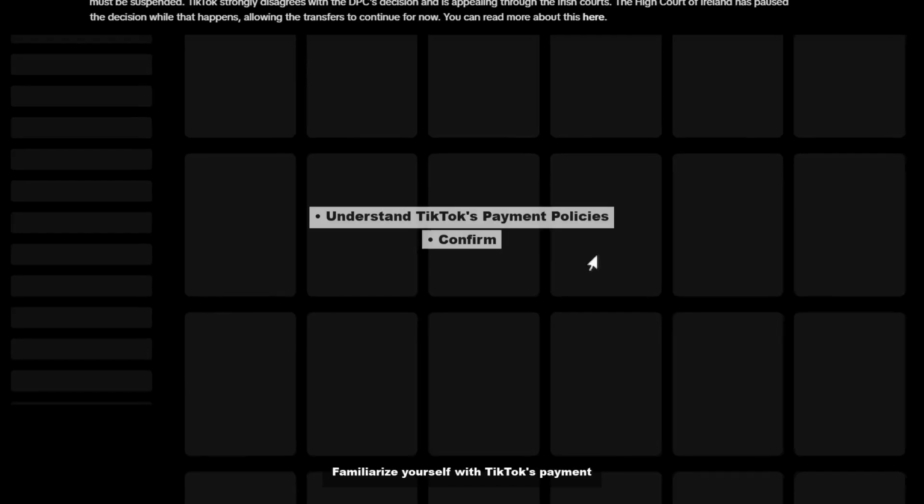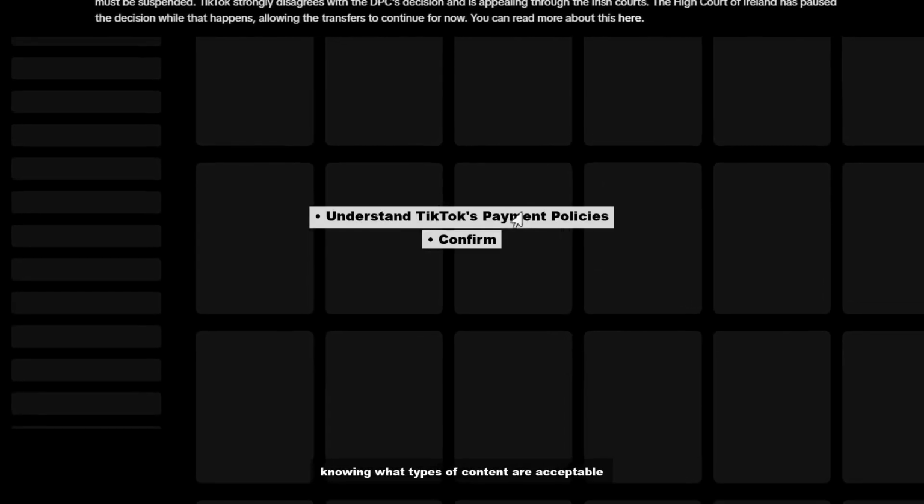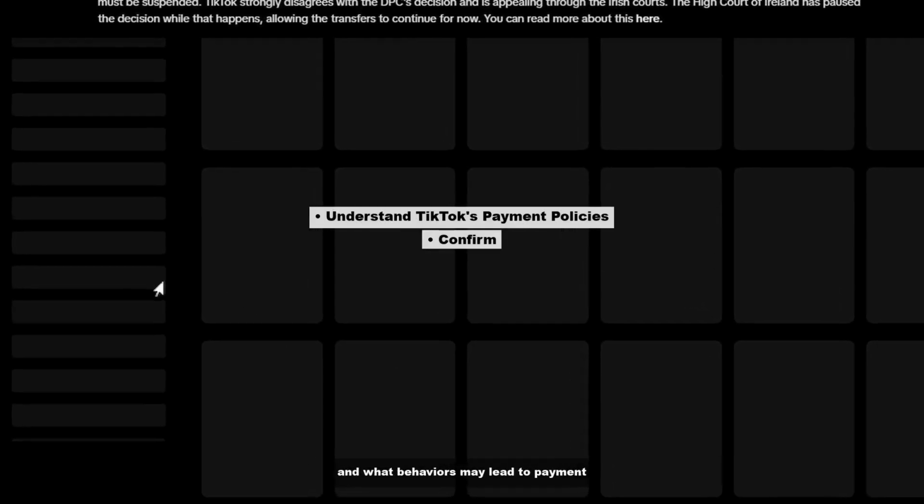Familiarize yourself with TikTok's payment policies and guidelines. This includes knowing what types of content are acceptable and what behaviors may lead to payment issues.